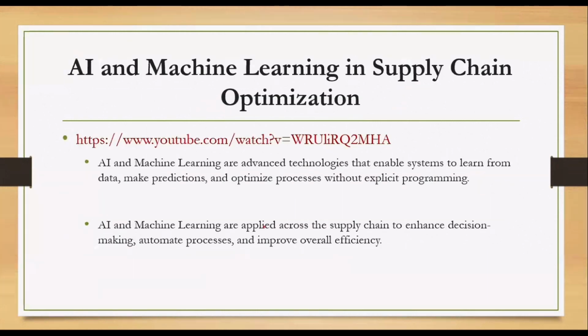Then if you see AI and ML, that is supply chain optimization. AI and ML are very advanced technologies. Of course, you have different tools available, to see how from the data we make perfect predictions and optimize processes without explicit programming. So you have different AI tools available, and these tools are applied across the supply chain, so that decision making is going to be more efficient and to improve the efficiency.